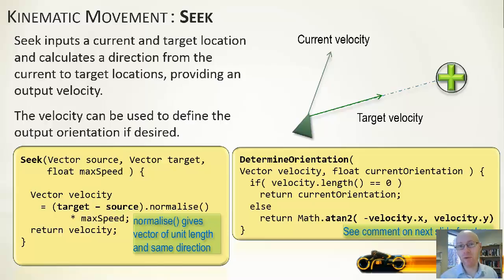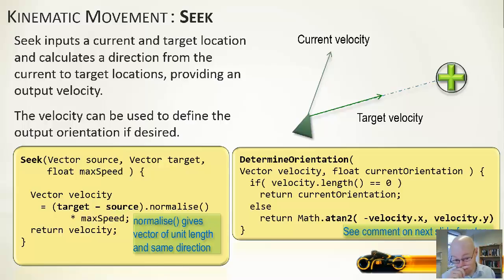The reason we do that is that's the direction we want to travel in, but we want to set the speed at which we travel to our maximum speed. So after we've normalized the vector, we multiply it by the maximum speed. That effectively will take a long vector, shrink it down to size 1, and then increase it up to the maximum speed. So we've got the right direction and we've got our maximum speed. That's what we return, and that is the output from seek, simple as that.